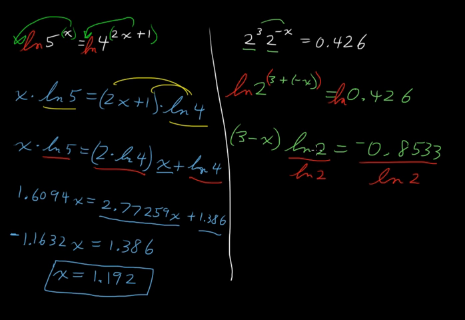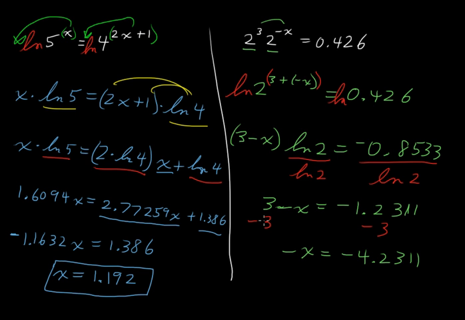And now what I've done is divided each side by the natural log of 2 so that I can get 3 minus x by itself. I know I could distribute the natural log of 2, but I'm not going to. I'm just going to divide by the natural log of 2, so I have 3 minus x equals this quotient, which would be negative 1.2311, rounding there.